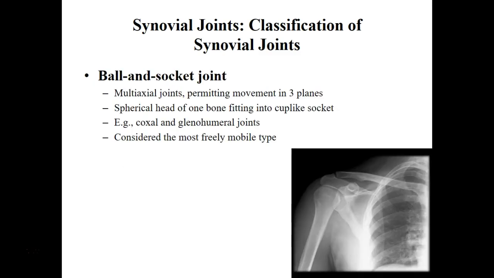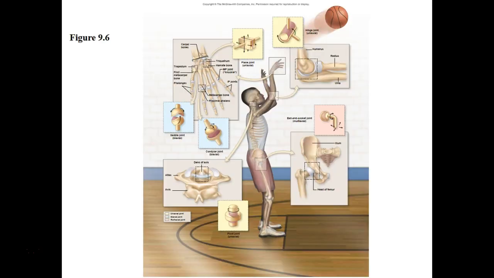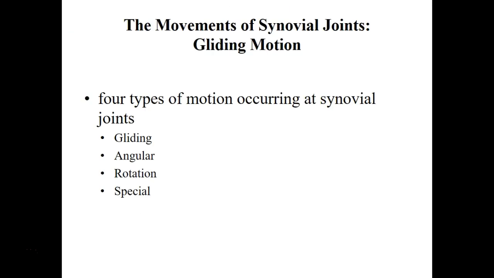The most freely movable joint then is our ball and socket joint. We have a ball and socket joint in our shoulders and a ball and socket joint in our hips. The acetabulofemoral joint is our hip joint, and then the glenohumeral joint is our shoulder joint. So here we can see all the joint movements that can occur. This is figure 9.6 in our textbook.